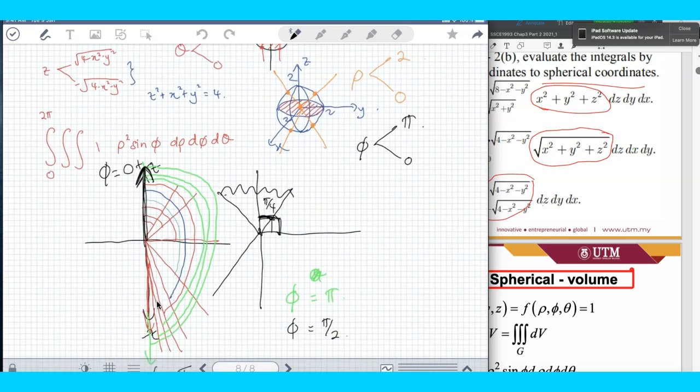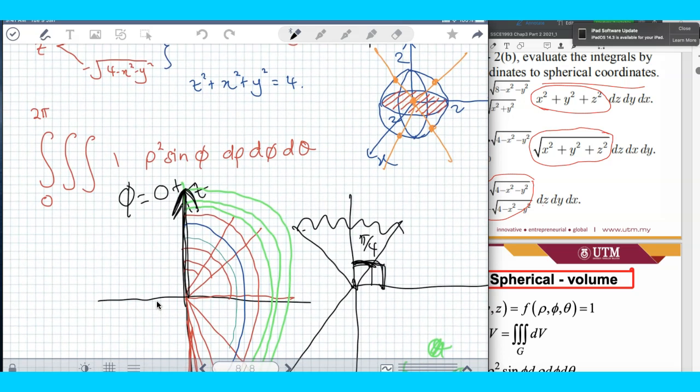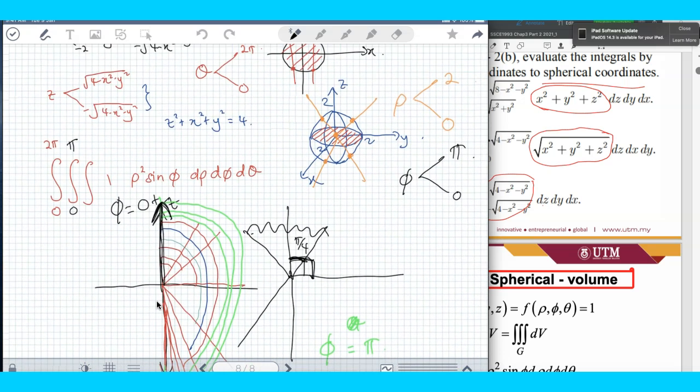Okay, so when we plug in, phi is 0 to pi, and your rho is now 0 to 2. From now on, if your solid is a complete sphere, your phi is always 0 to pi, and your theta, since you have a complete circle, is only 0 to 2 pi. This is for a complete sphere centered at the origin.